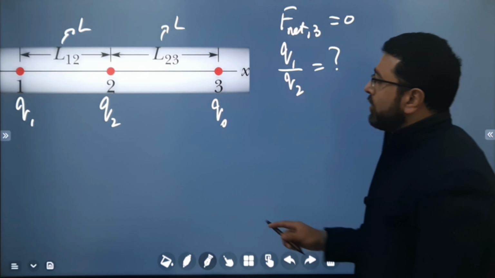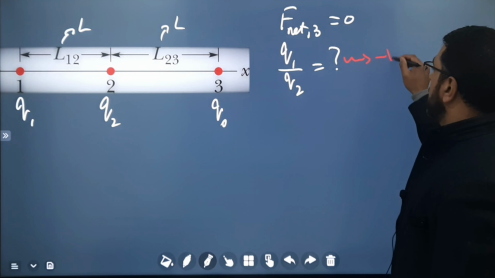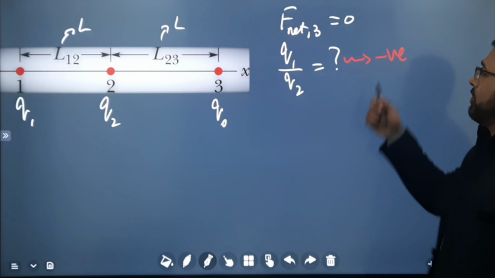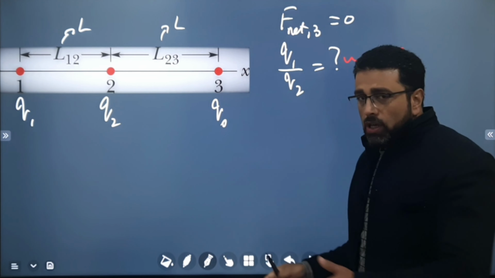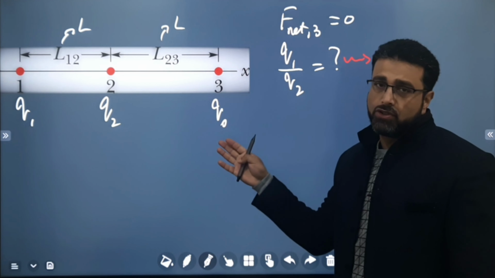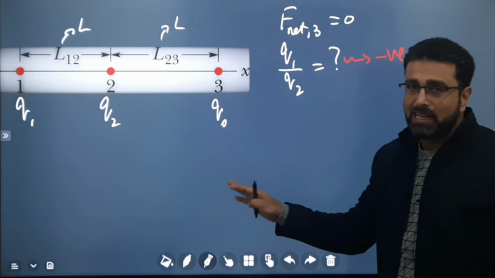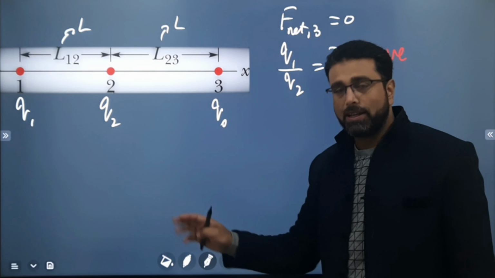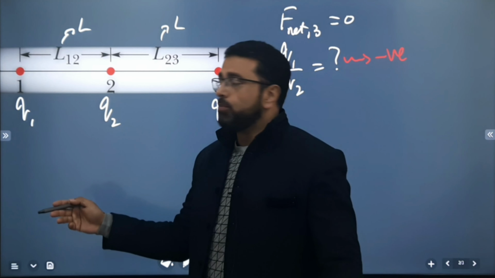So if Q1 and Q2 are unlike charges, then this ratio will be negative, because one of them is positive and the other is negative. But the equations will only deal with the magnitudes of the forces or values of the charges. So the minus sign will be introduced at the end. We won't take the minus sign from the beginning. For now, we'll only deal with the magnitudes.